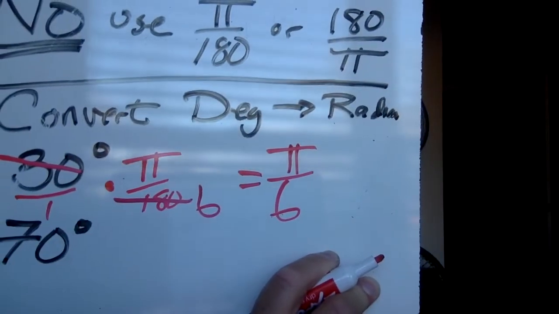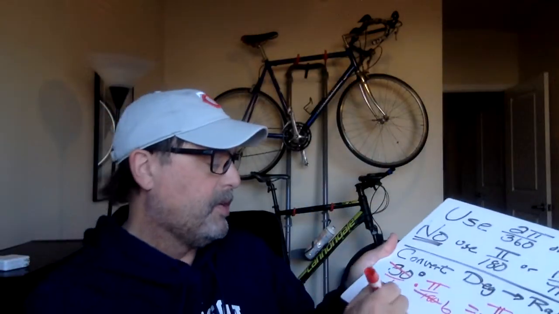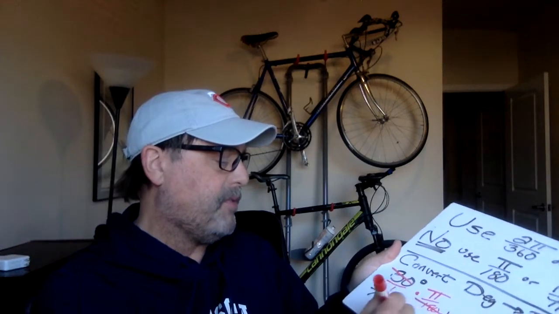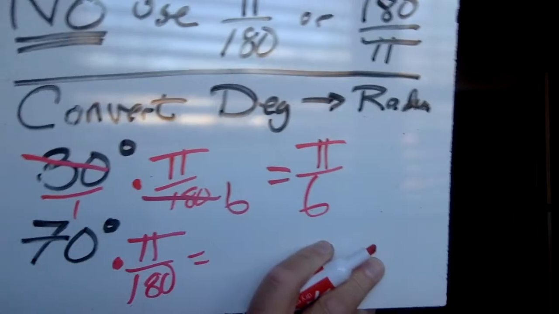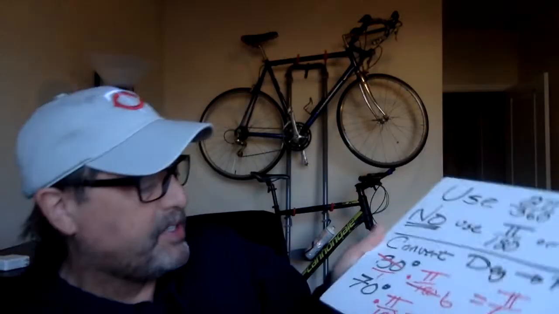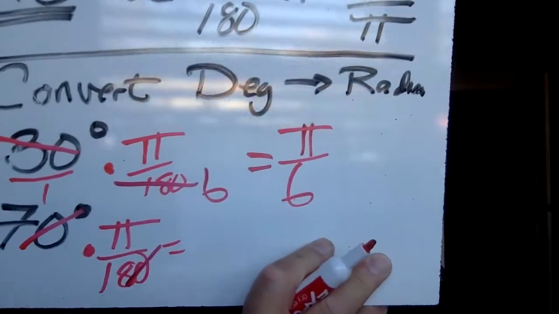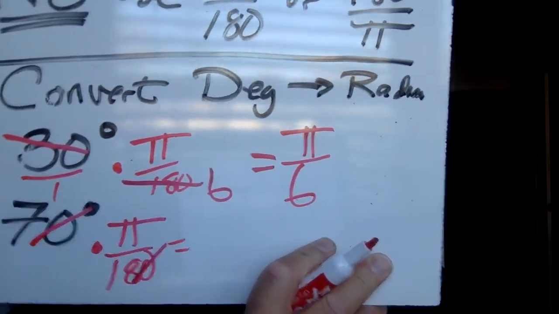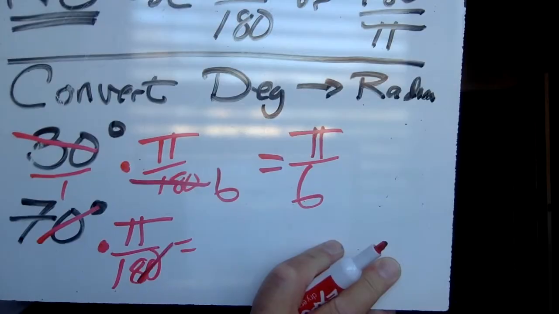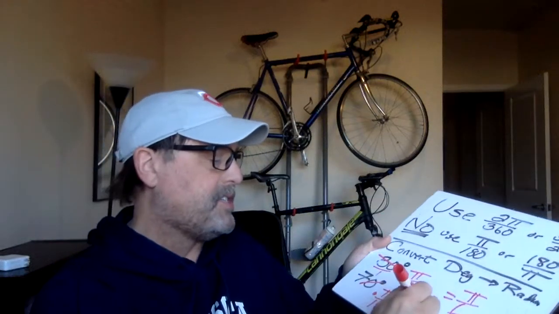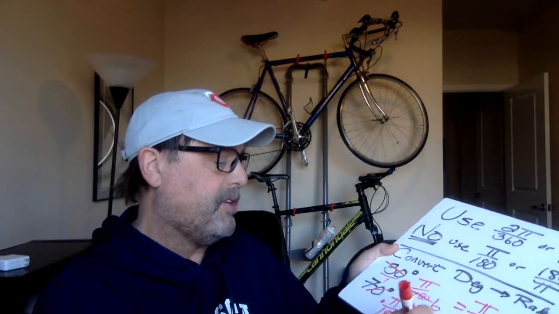The exact same process on 70 degrees. We take it times pi over 180. That 70 is over 1. The zeros reduce really easy. And now we've got 7 pi over 18. 7 does not go into 18, so our answer is 7 pi over 18.